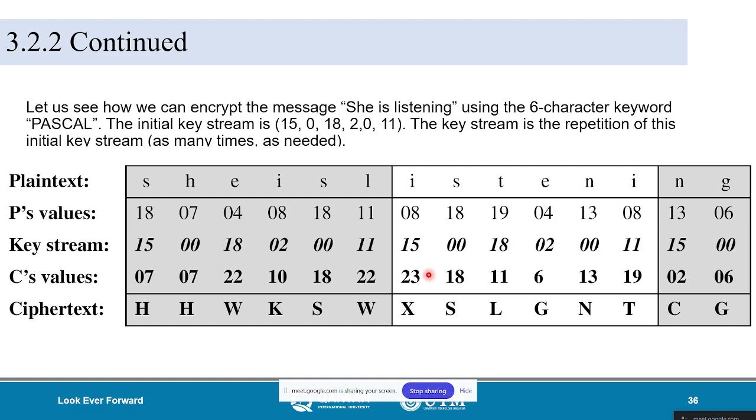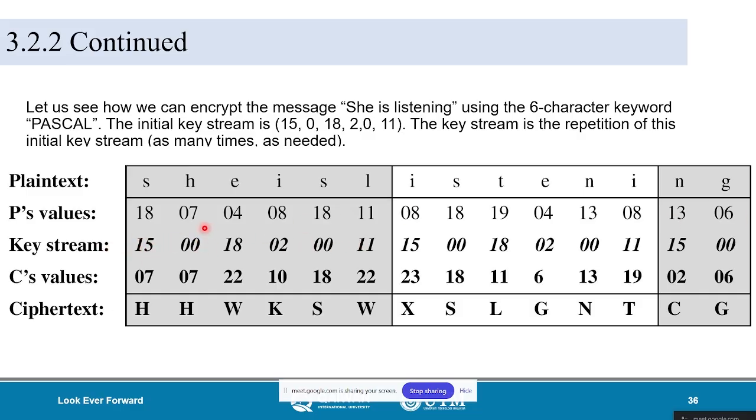Now let's see how we can encrypt the message 'she's listening' using the 6-character keyword Pascal. The initial key stream is 15 1 8 2 0 11. The key stream repeats the initial key. As we explained, this is the plaintext value and this is the key.